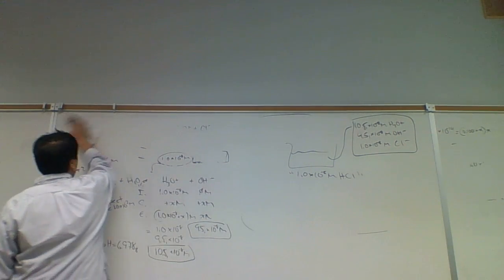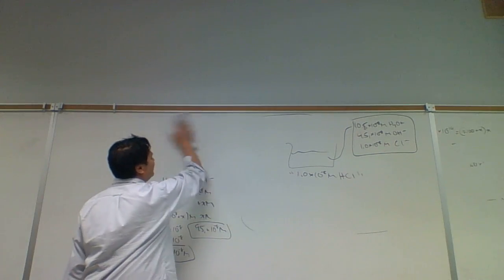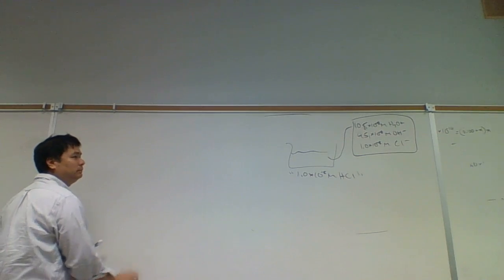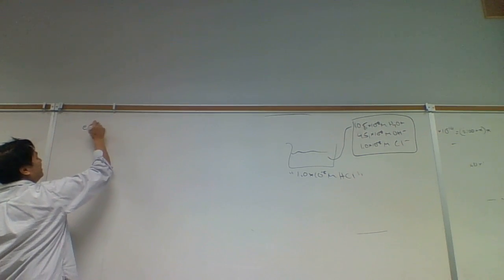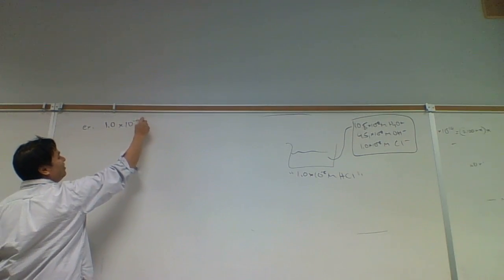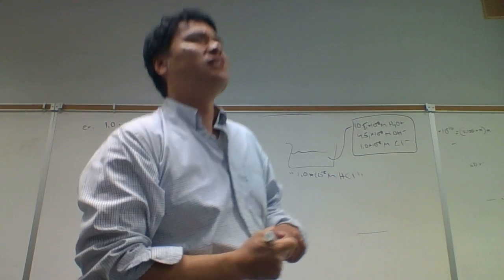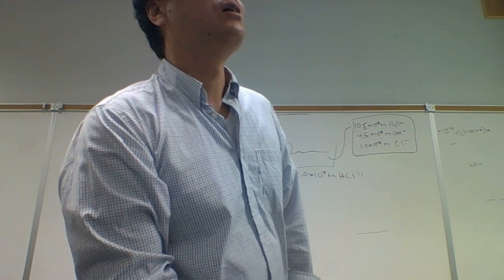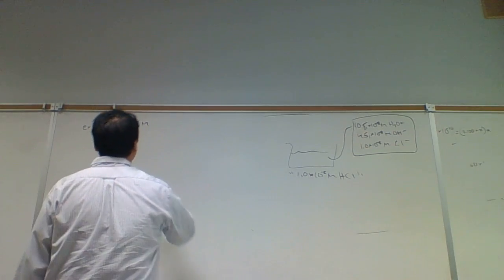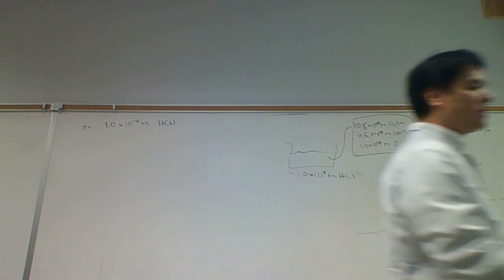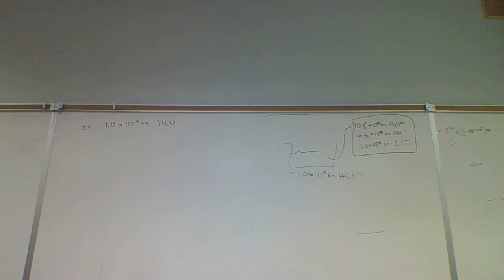Now, the next example we're going to do is 1.0 times 10 to the minus 8 molar HCN. And let me give you the Ka for HCN.